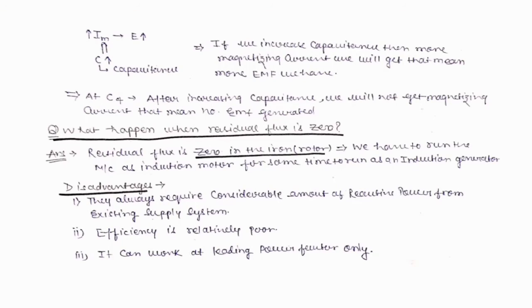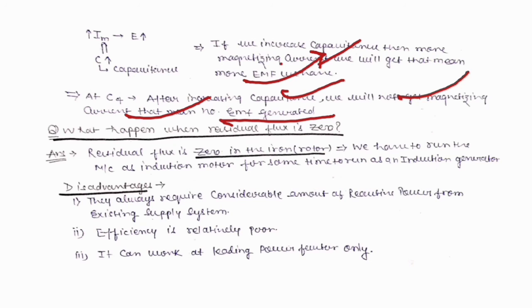Now, Im is greater than Es, so that means if EMF or voltage increases, the magnetization current increases, okay. So due to the capacitance, if we increase the capacitance, then more magnetization, and we will get more EMF. So at C4, after increasing capacitance, we will not get magnetizing current, that means no EMF is generated here, okay.